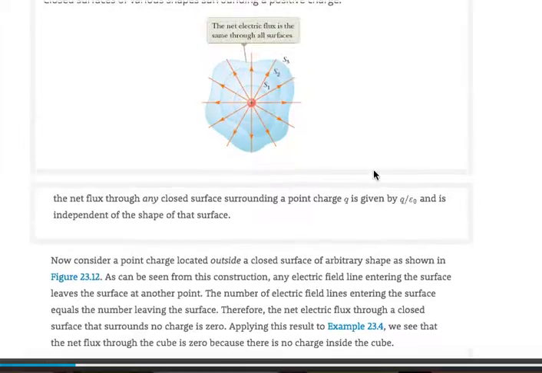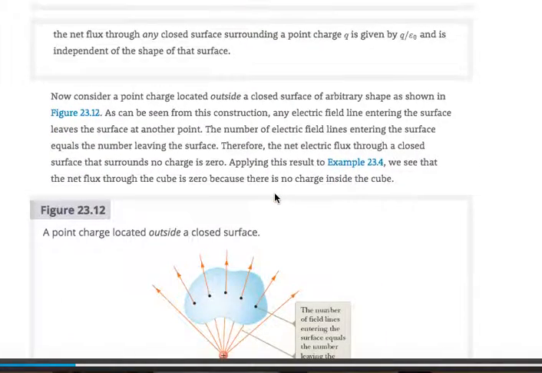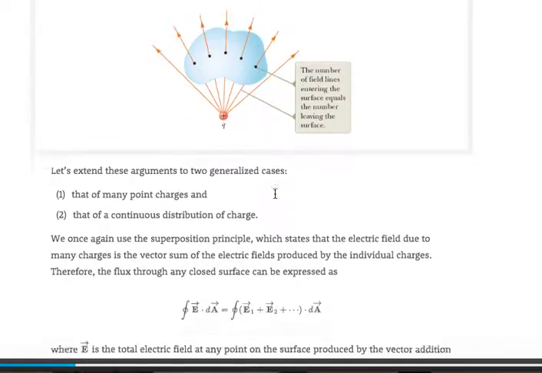We come down here, and the net flux through any closed surface surrounding a point charge is that point charge's value divided by the permittivity of free space. It is independent of the shape of that surface because all of these electric field lines have to go through that surface, and they will all go through it perpendicularly at some point, as long as it is a closed surface.